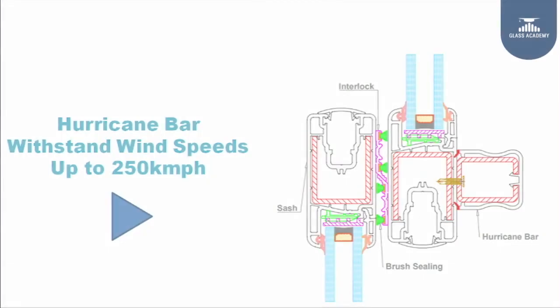Just to demonstrate how we achieve these strengths, this is a typical cross section of a sliding system. You can see here that the red hatched section is the steel member, which is supported with a hurricane bar. I'll play this video just to demonstrate how some of these are really working in the industry so far.